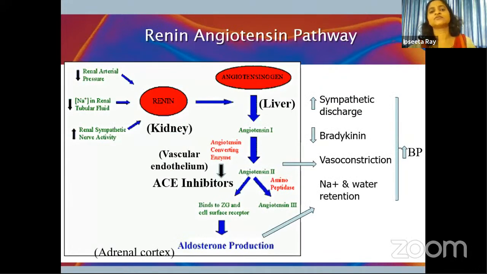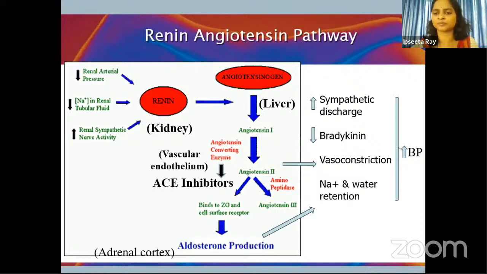Now under this, we should all be very familiar with the important first line drug for hypertension, that is ACE inhibitors. Okay, so a quick recap, angiotensinogen pathway. Angiotensinogen is converted to angiotensin 1 with the help of the enzyme renin. Now this angiotensin 1 is further converted to angiotensin 2 with the help of the enzyme ACE.